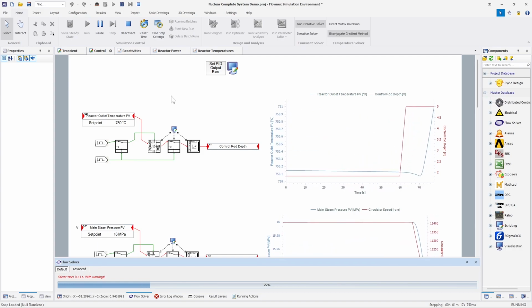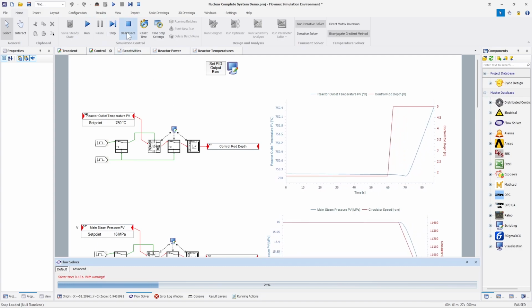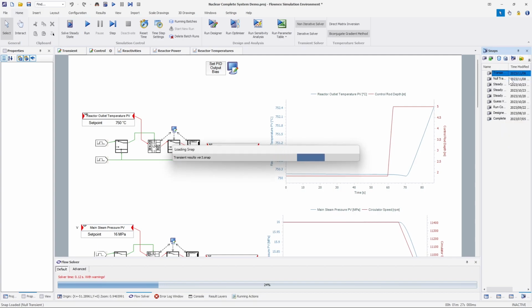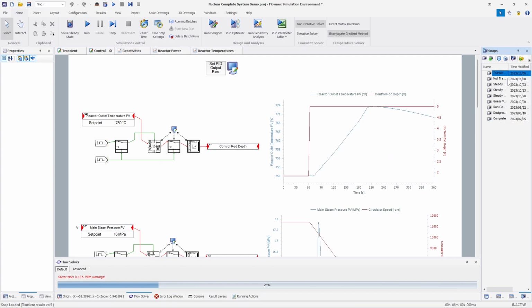To save some time and allow us to discuss the complete set of results, I'm going to stop the simulation and load the final set of results. The transient was run for 6 minutes simulation time, and it took about 6.5 minutes to solve on a desktop computer using time steps of approximately 100 milliseconds.